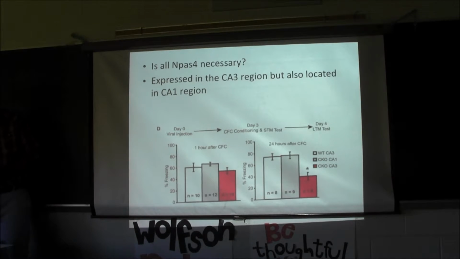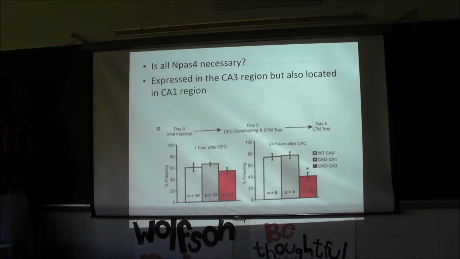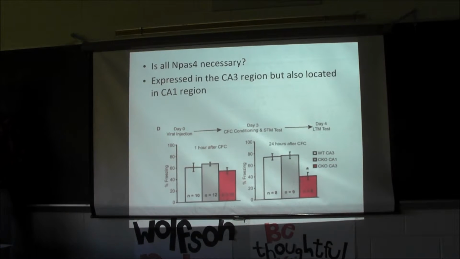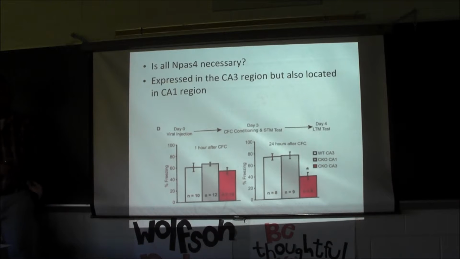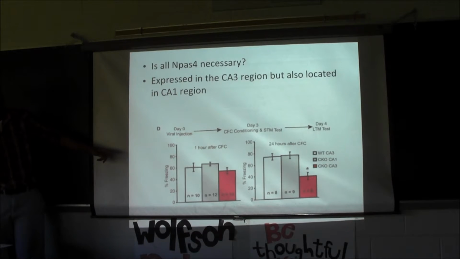The next thing they wanted to know was, is all NPAS4 necessary? When they looked at when NPAS4 was expressed in contextual memory, they saw that it was expressed mainly in the CA3 region, but also in small sections in the CA1 region. So they wanted to know if each one individually was necessary or if both together were necessary for long-term or short-term memory. They did the same global knockout, same CFC, and then killed the mice again and read their brains. This is an hour after CFC training, so again, short-term memory.